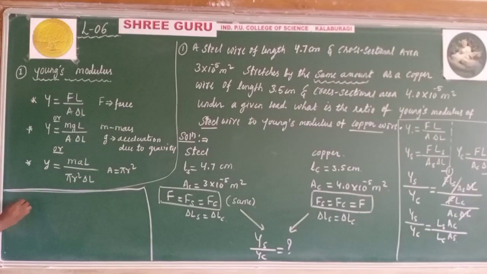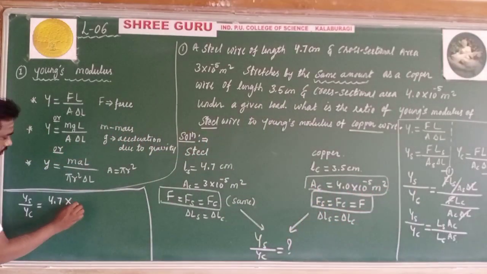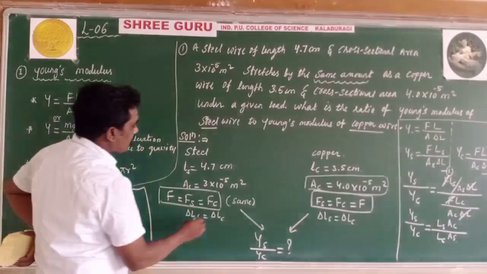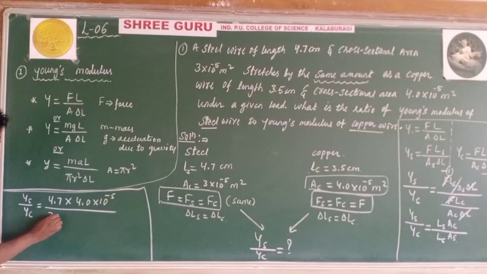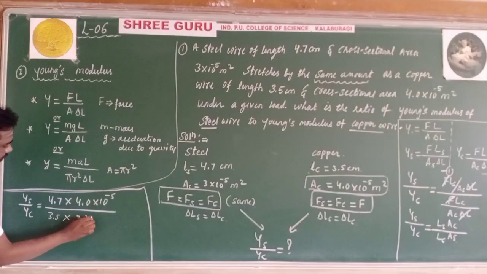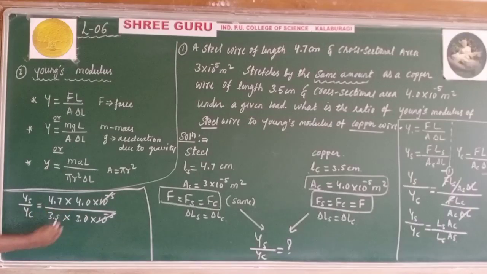After that, you write here YS by YC, which is equal to LS, the length of steel rod, that is 4.7. And AC means area of cross section of copper rod, AC, which is equal to 4.0 into 10 to the power minus 5, divided by LC, length of copper rod, that is 3.5. And the area of cross section of steel is 3.0 into 10 to the power of minus 5. Same powers are going to cancel. You can cancel directly, or multiply these values. It's left to you, whichever is easier.